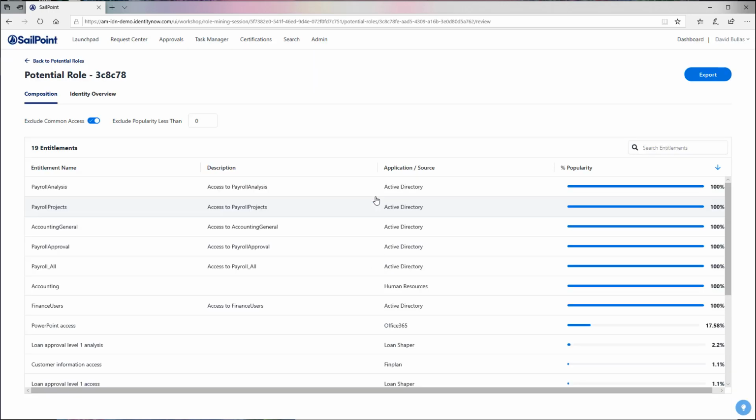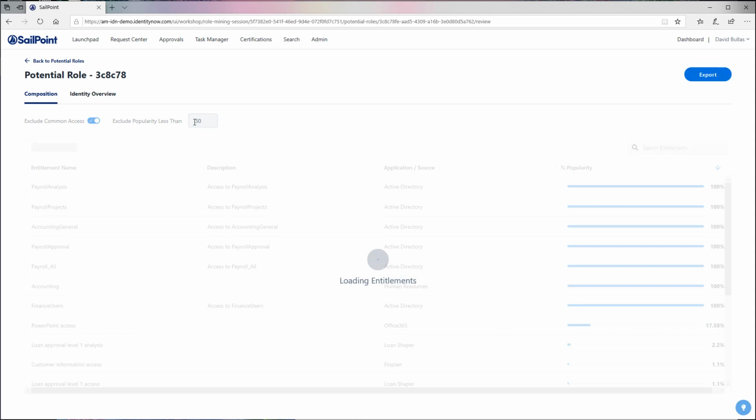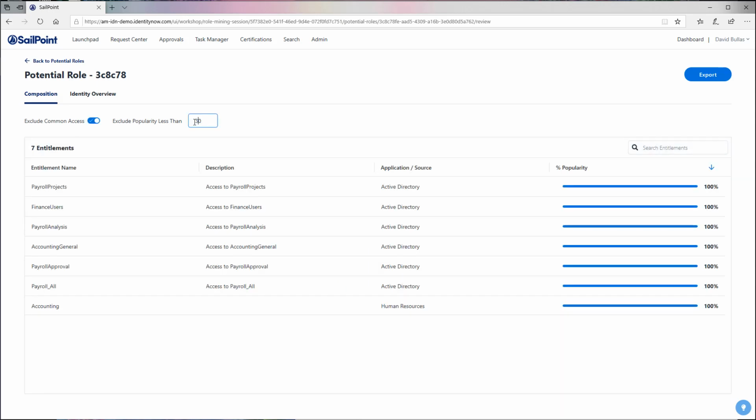Once a role engineer has the output from a machine learning engine, they get to fine-tune it and make decisions that match the business requirements. They can prune away unimportant entitlements and tune the calculations to get the best possible result.